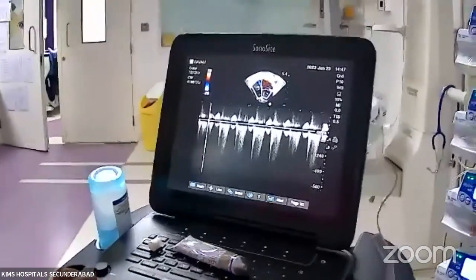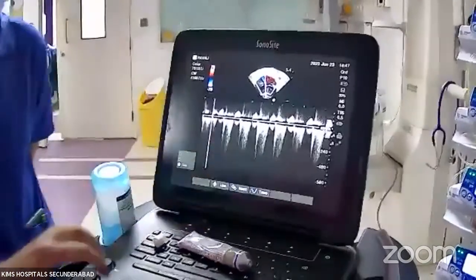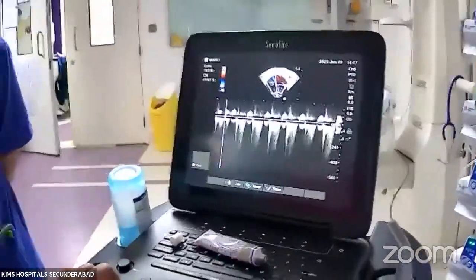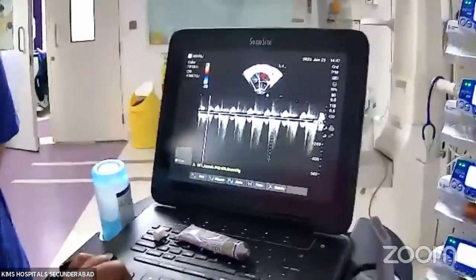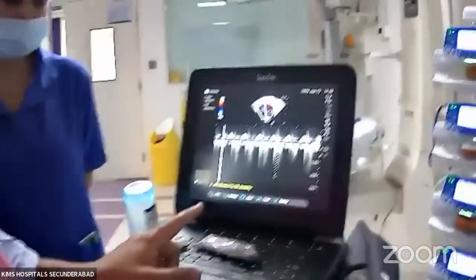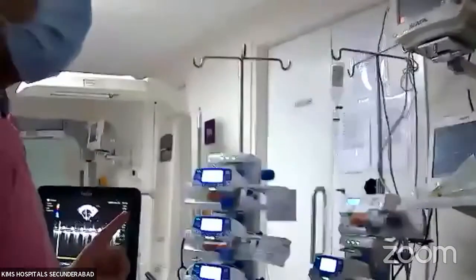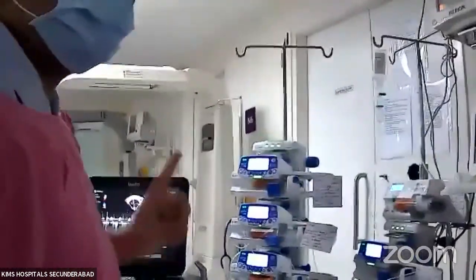See, this is good. Blue means it's coming below the line. Now if you get the caliper and check this, you can see the TR gradient is almost 86. And we know the IVC is dilated, 15 mm or more. That means the RV pressures are almost 86 plus 15.